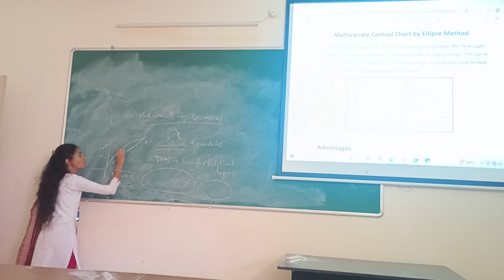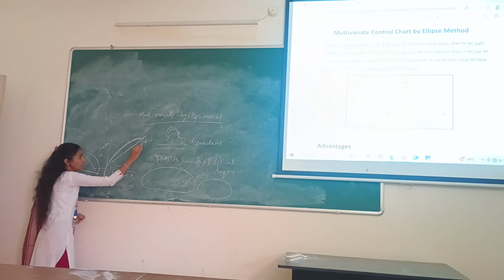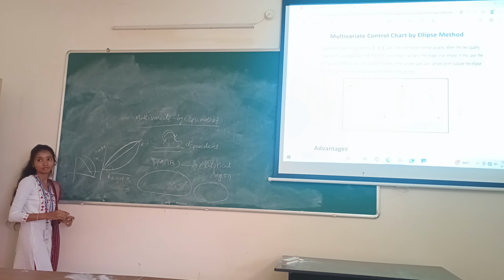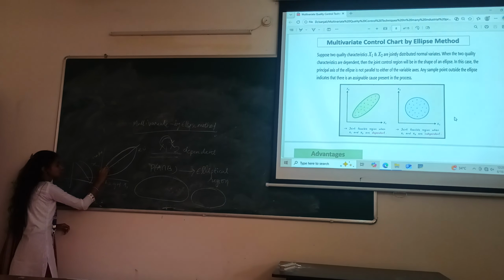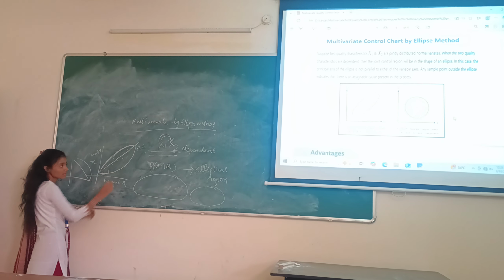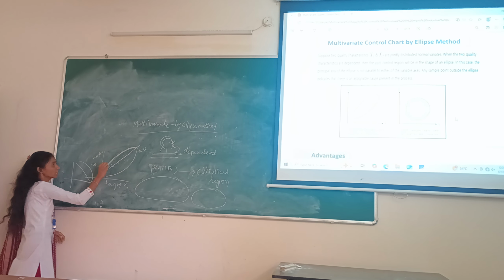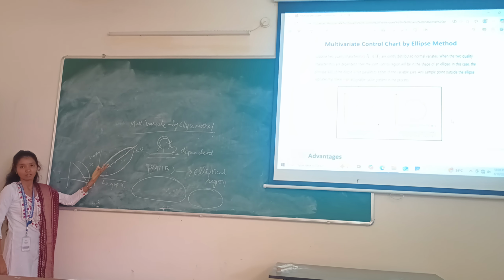If we take another example of downwards, which is like this, then you get something like this, right? So both of these, the upward or downward, are examples of dependent variables. So you get an elliptical region like this. And whenever the points are inside this elliptical region, then the process is said to be under control. And if any points are outside this elliptical region, it is said to be out of control.